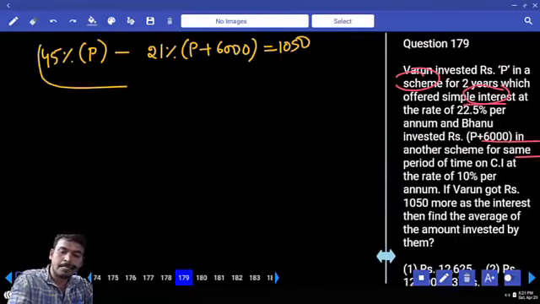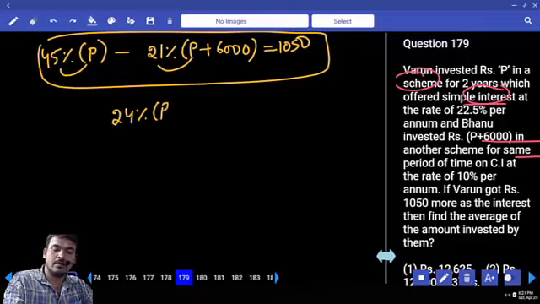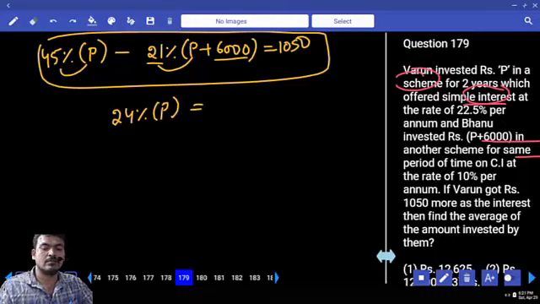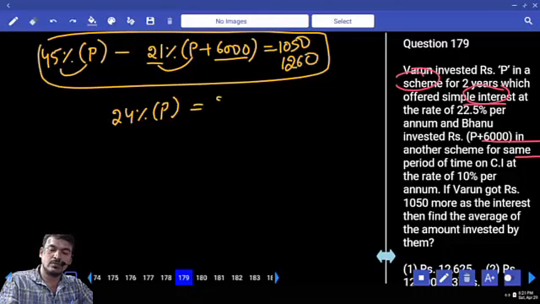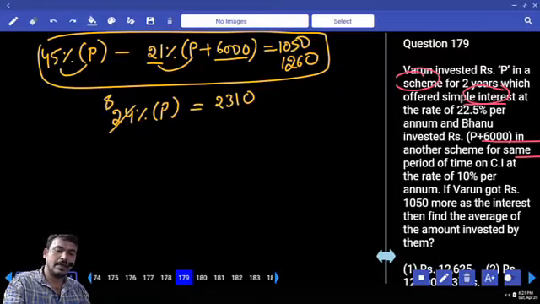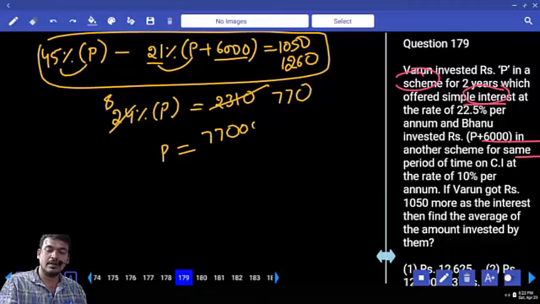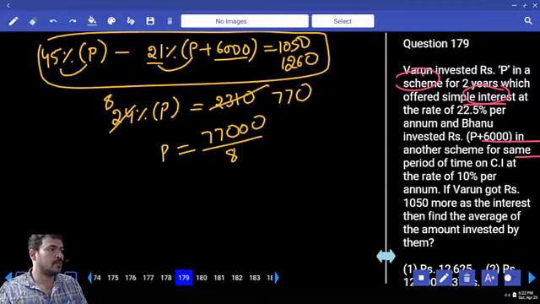1050. Okay. 45% of P and 21% of P, what is the difference? 24% of P, and next 21% of 6,000 is 1260. Adding or subtracting? Adding. Total it is 2310. 24, 3 how many times? 8 times, sir. 3 how many times here? 7. Again 7, 0. Then P equals how much value? 77,000 divided by 8. That is the P value.